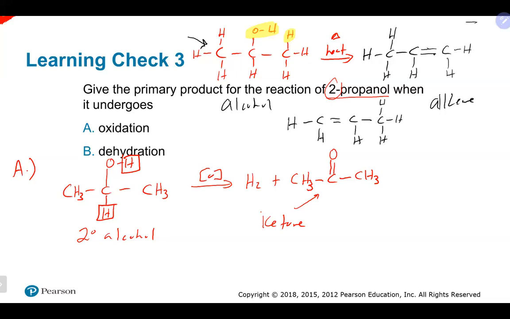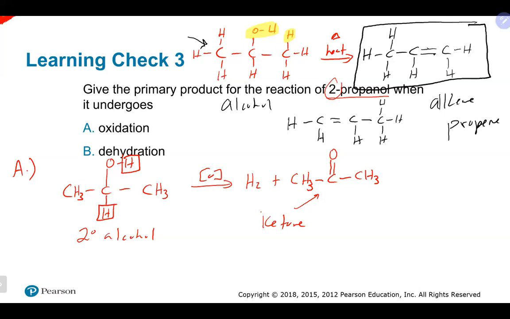What is the name of this guy? If you had to name this guy. There's how many carbons? Three. What type of molecule is it? It is an alkene, which means three carbons is propane. With a double bond, it is propene.